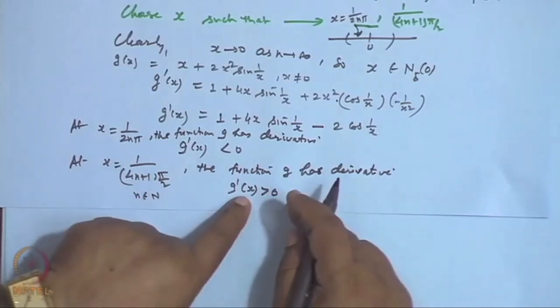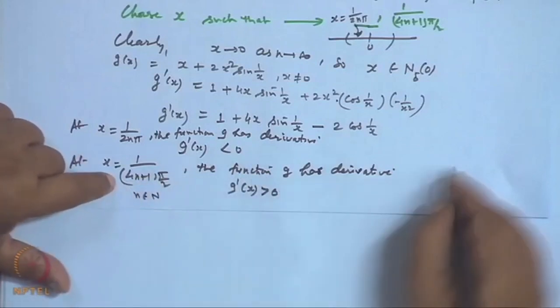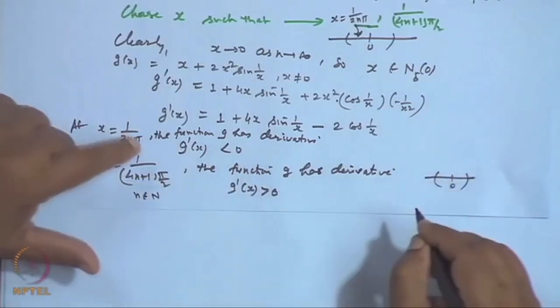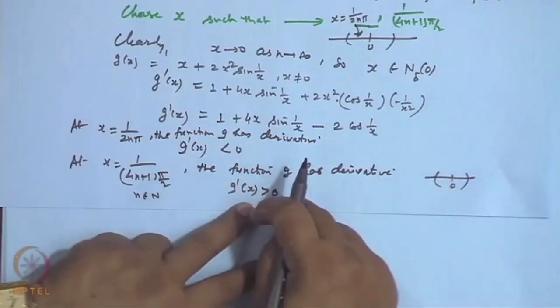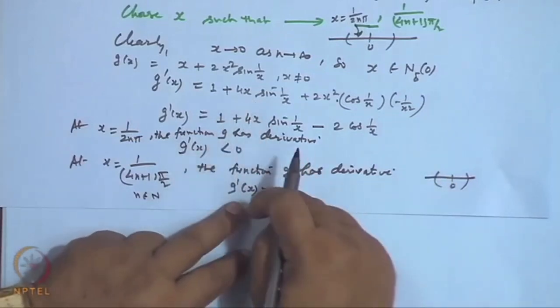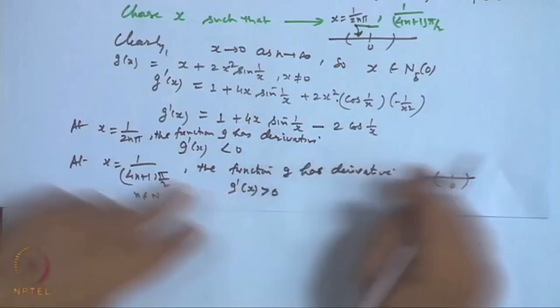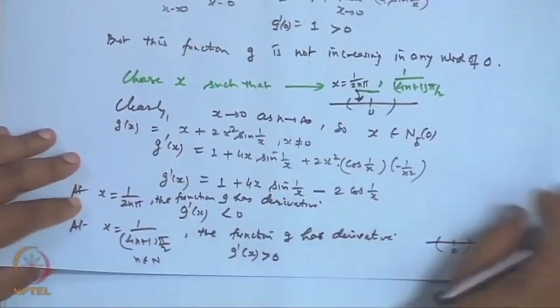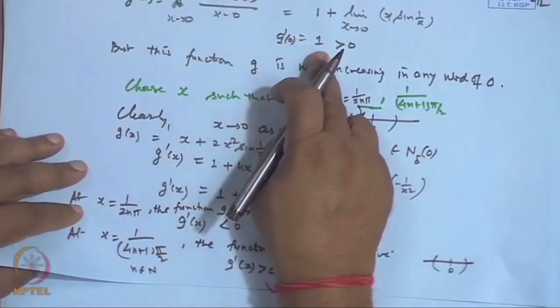Therefore, in the neighborhood of 0, the derivative is negative as well as positive. So, neither can you say it is an increasing function nor a decreasing function, although the function g which we have taken has g prime positive at the point 0. So, the conclusion is, if the derivative of a function at a certain point is positive or negative, we cannot conclude its increasing or decreasing nature until we are sure that in the neighborhood the function has a character of increasing or decreasing. That is all. Thank you very much.